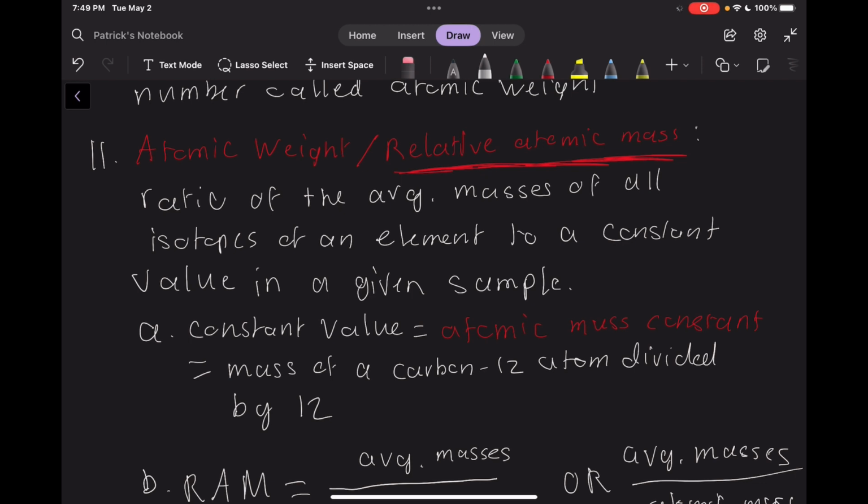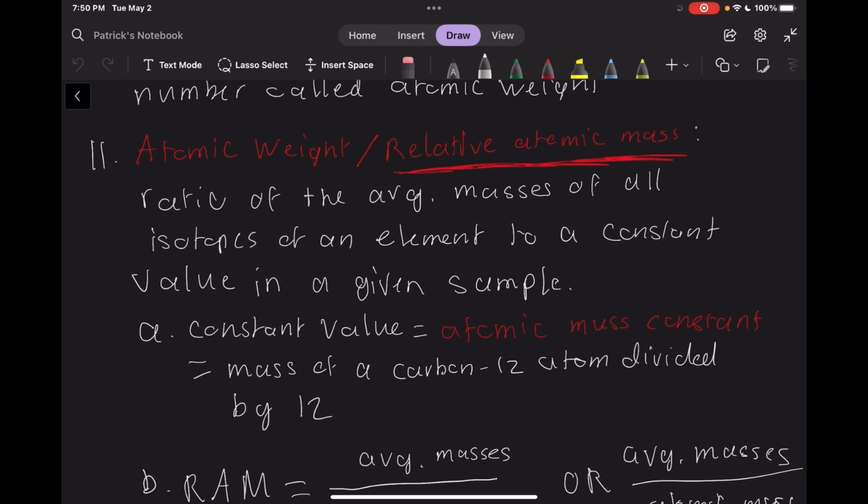Our first confusion arises almost immediately when we try to define atomic weight. The most common definition of atomic weight is the ratio of the average masses of all the isotopes of an element to a constant value. This definition is also called the relative atomic mass, or RAM. The key feature of relative atomic mass is that it applies only to a specific sample of atoms.